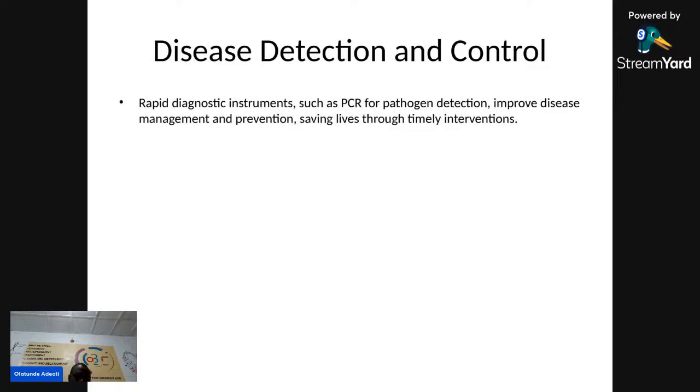Okay, so instrumentation also assists us in disease detection and control. For example, rapid diagnostic instruments such as PCR that we use for pathogen detection improve disease management and prevention, thereby saving lives. In those days, before you were able to diagnose somebody or any disease, it would take a long time. But nowadays, with the use of molecular machines, the use of more modern digital equipment, you can diagnose diseases even within a very short period of time. That is, within just a few hours, you'll be able to detect and diagnose correctly.